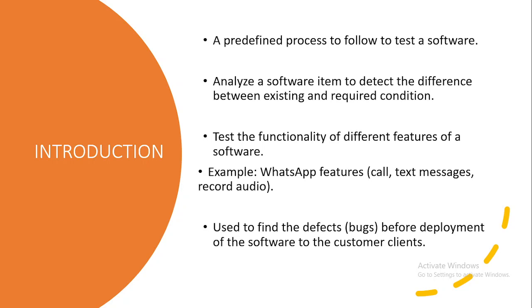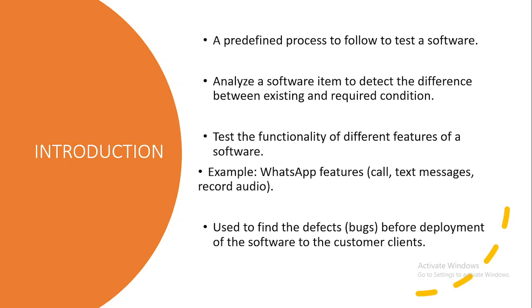The third point is that we have to test the functionality of different features of a software. So let's take an example of WhatsApp. WhatsApp is an application, and let's consider a few features: we can call someone through WhatsApp, we can send some text messages, and we can record audio and send it to someone.